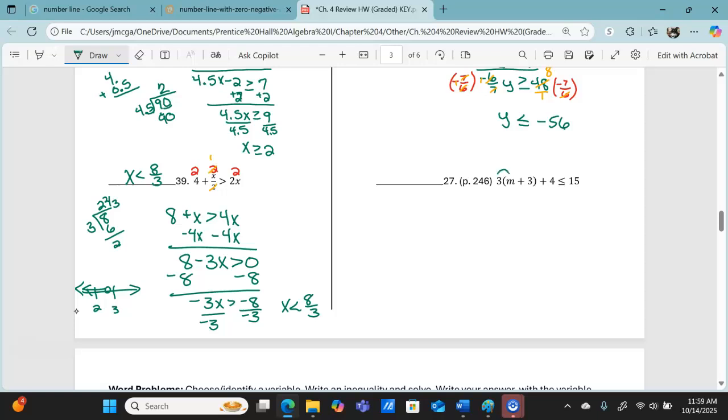And then this last one, the first thing we need to do is the distributive property there. Multiply that 3 through. Then combine like terms. 3m, 9 plus 4 is 13. Then subtract 13 from both sides. 3n is less than or equal to 15 minus 13 is 2. And then divide by 3. And we get n is less than or equal to 2/3.